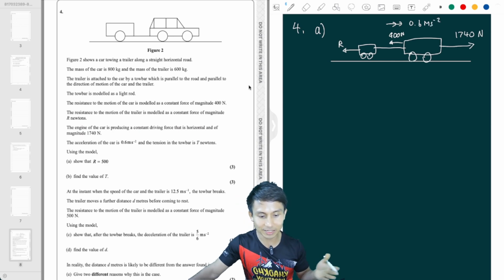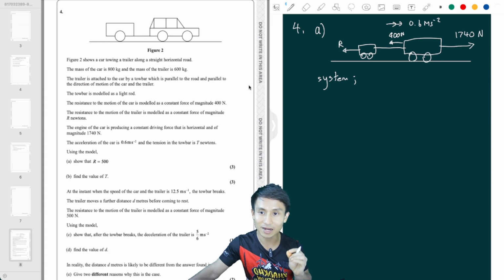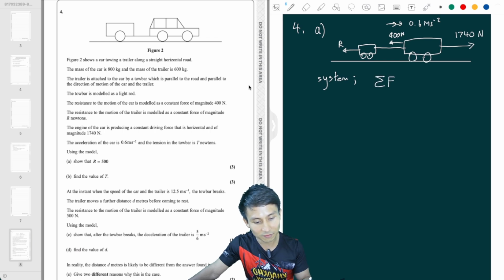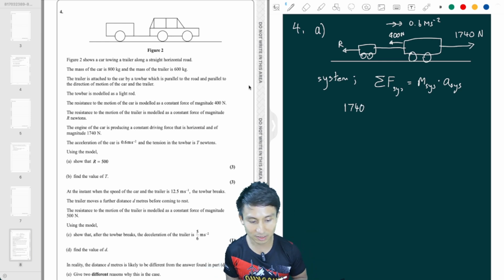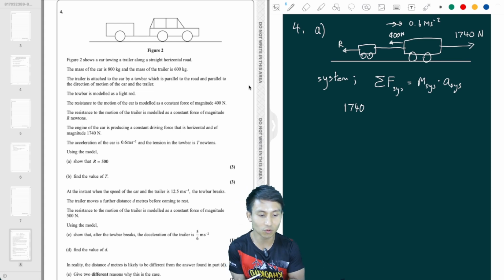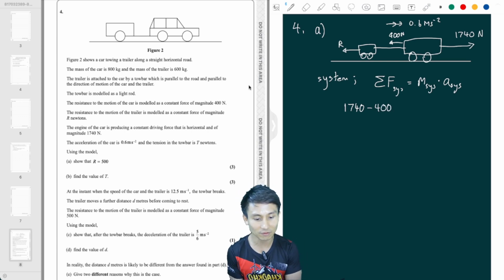Since it's asking for R, we can do the system first. If it asked for T, then we should do them separately. But this is asking for R, so we can ignore the T for now. The T is the tension in the towbar, basically. So we do sigma F system equals m system times a system. For sigma F system, you just consider all the forces acting on either object, which is 1740 pulling to the right, but then we have to subtract 400 because it's working against the driving force, and also the R. That's probably it for the forces.